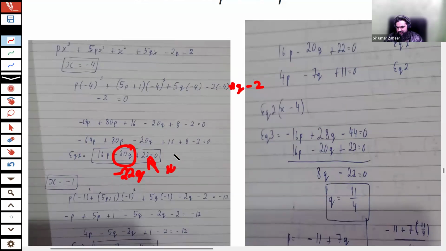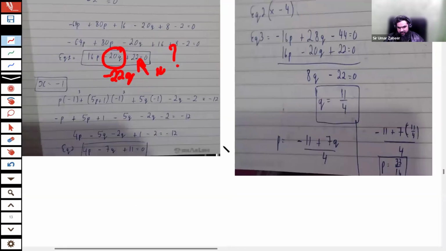It is 14. You are making some mistake here. You have 4 square is 16. 16 multiplied by 5 is 80, plus 16 minus 64. You did not skip the -2 as well. You have made a mistake in this calculation.